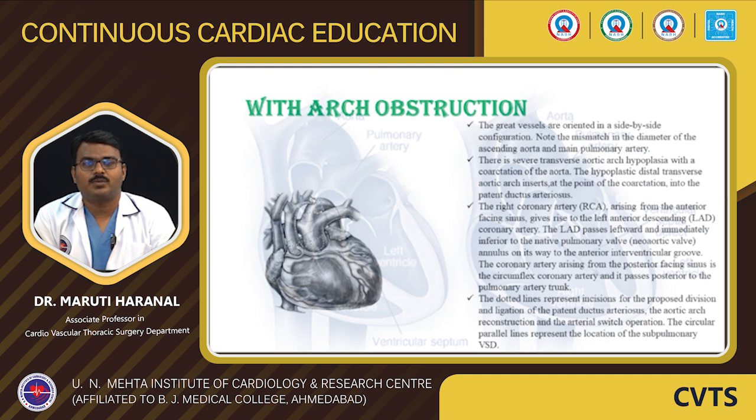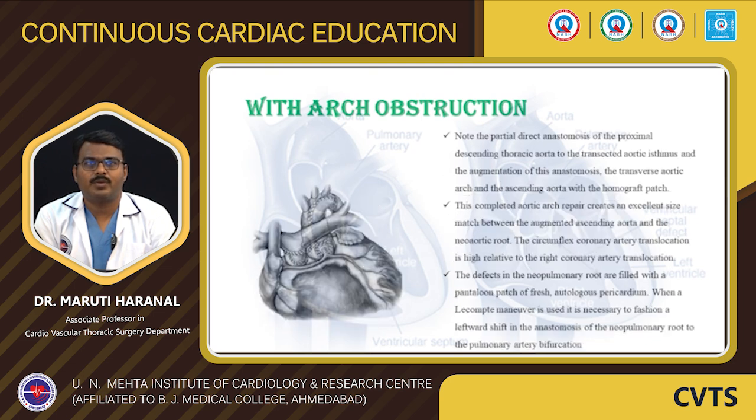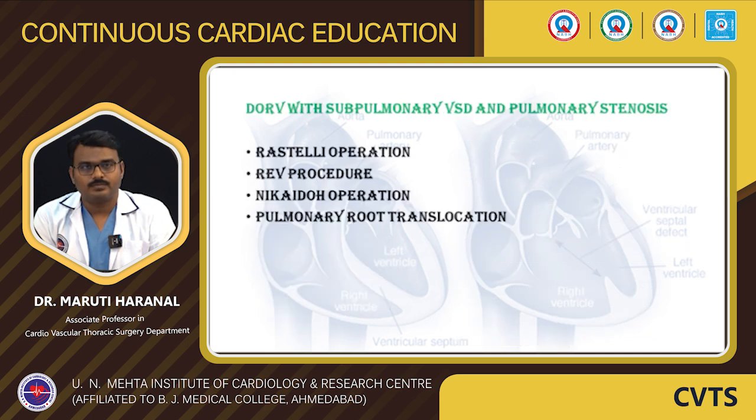In those with arch obstruction, we need to do arch augmentation along with an arterial switch operation and the VSD closure. In those with subpulmonary VSD and pulmonary stenosis, we have four options: Rastelli, Reve procedure, Nikaidoh operation, and pulmonary root translocation.